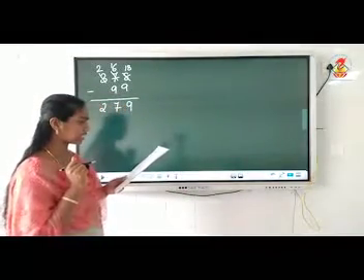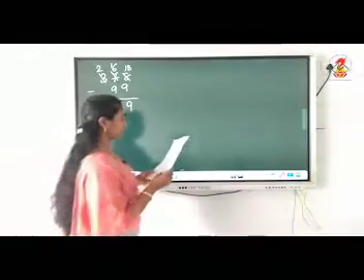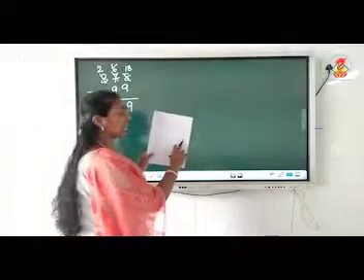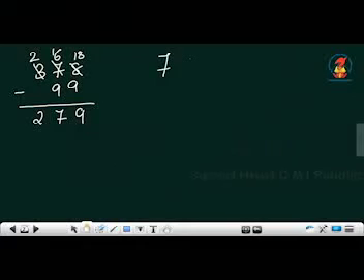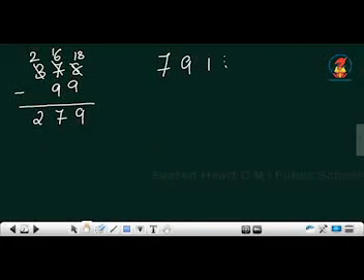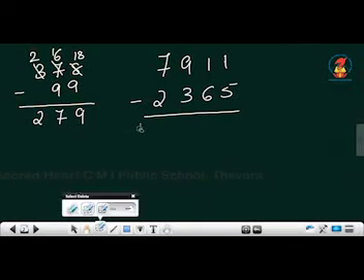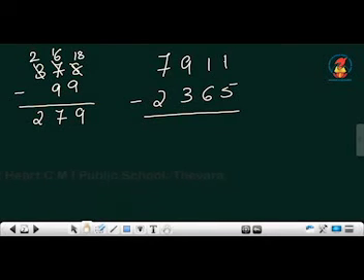Now, I'll take a 4-digit number. Can you see? In the second line, the last question I am doing now. 7911 minus 2365. Okay. Now, 1 minus 5.